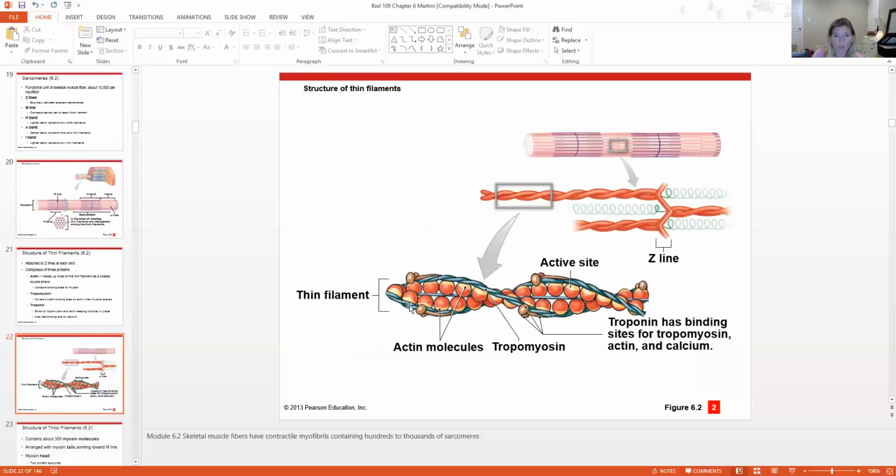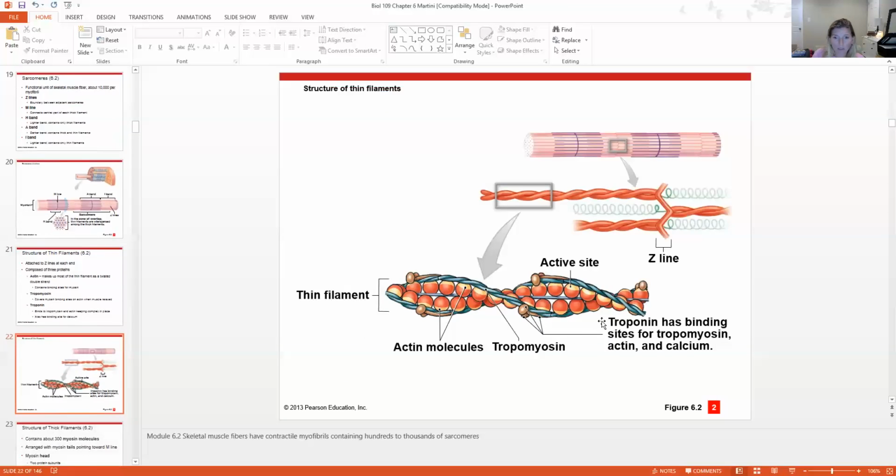Here you see this twisted actin filament. Again, this is the thin filament. This is attached to the Z-line of our myofibril, of our sarcomere. You have these tropomyosin molecules, the tropomyosin protein. Again, that's where the myosin's going to bind.